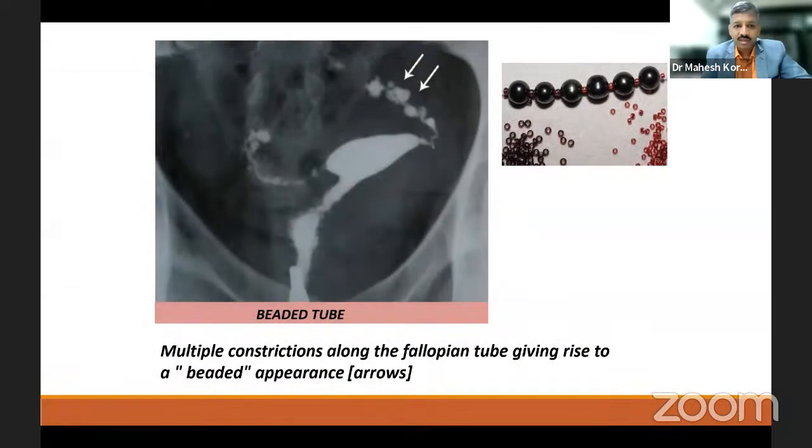And you can see the beaded tube. The small multiple constrictions along the fallopian tube give rise to a beaded appearance. And this beaded appearance is again a classical example of tuberculosis, wherein you can see the beaded tube.